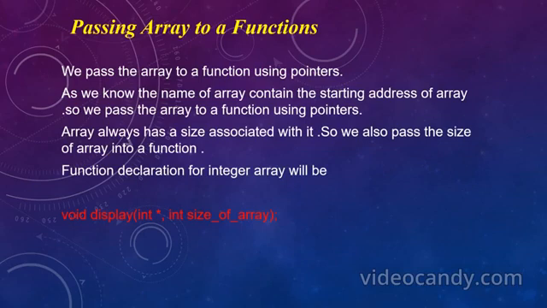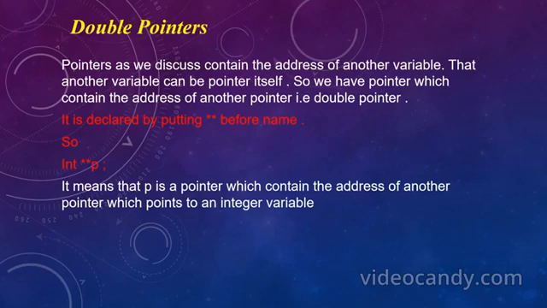So always remember that arrays are treated like pointers. So whenever we need to pass an array to a function, we need to pass the address of the array and the size of the array. So let's move to the next topic. Okay, the next topic is double pointers. In the first part, we discussed single pointers. Now we will discuss double pointers.